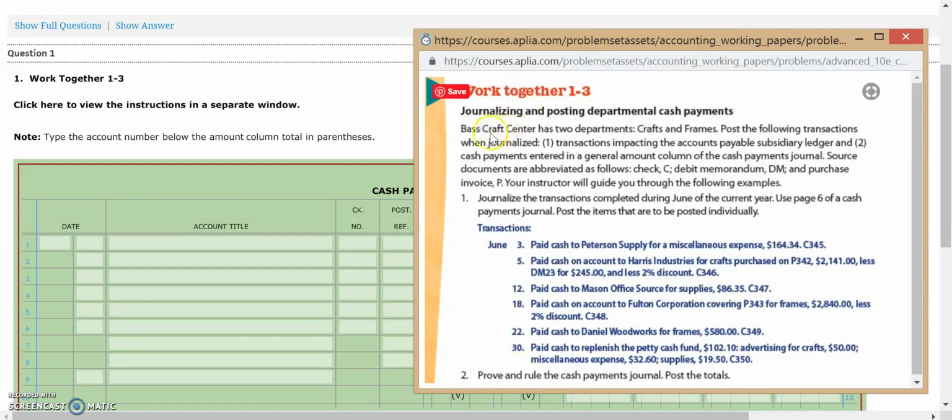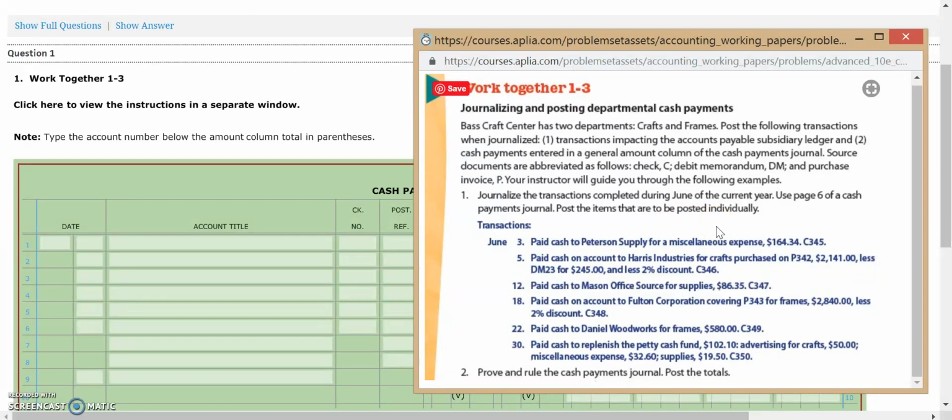So it says we've got Bass Craft Center here with two departments, crafts and frames. We're going to post the following transactions when journalized. Transactions impacting the accounts payable subsidiary ledger and cash payments entered in a general amount column of the cash payments journal. Our source documents are check, debit memorandum, DM, and purchase invoice. Your instructor will guide you through the following examples. So we're going to journalize the transactions completed during June of the current year. We're going to use page 6 of our cash payments journal, and we're going to post the items individually.